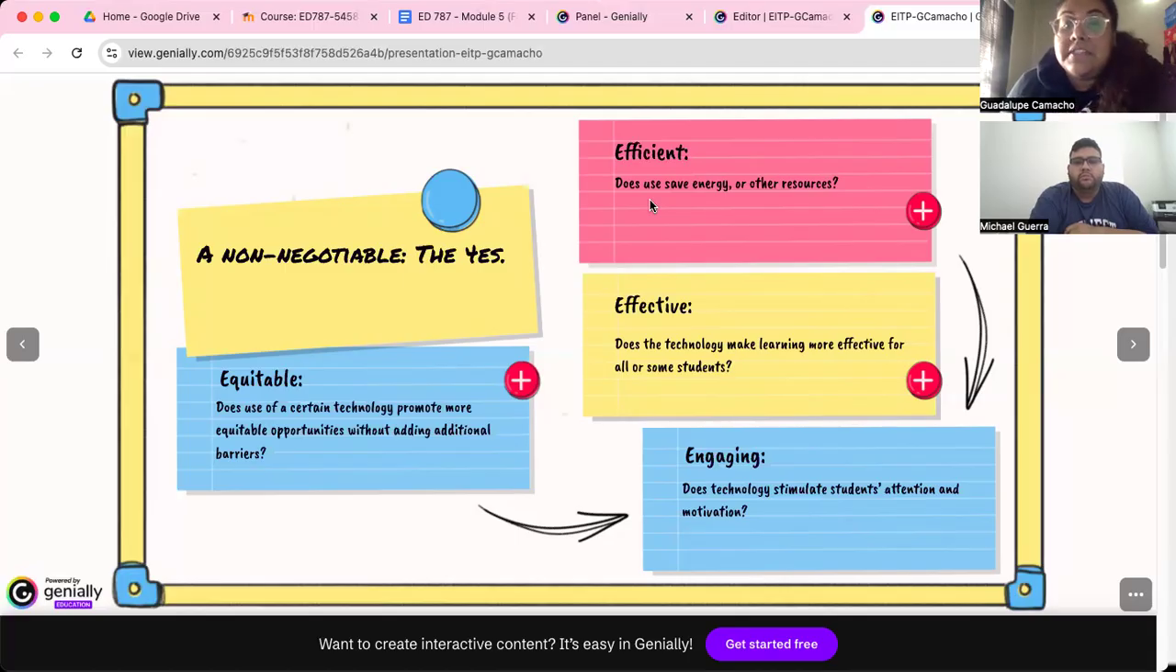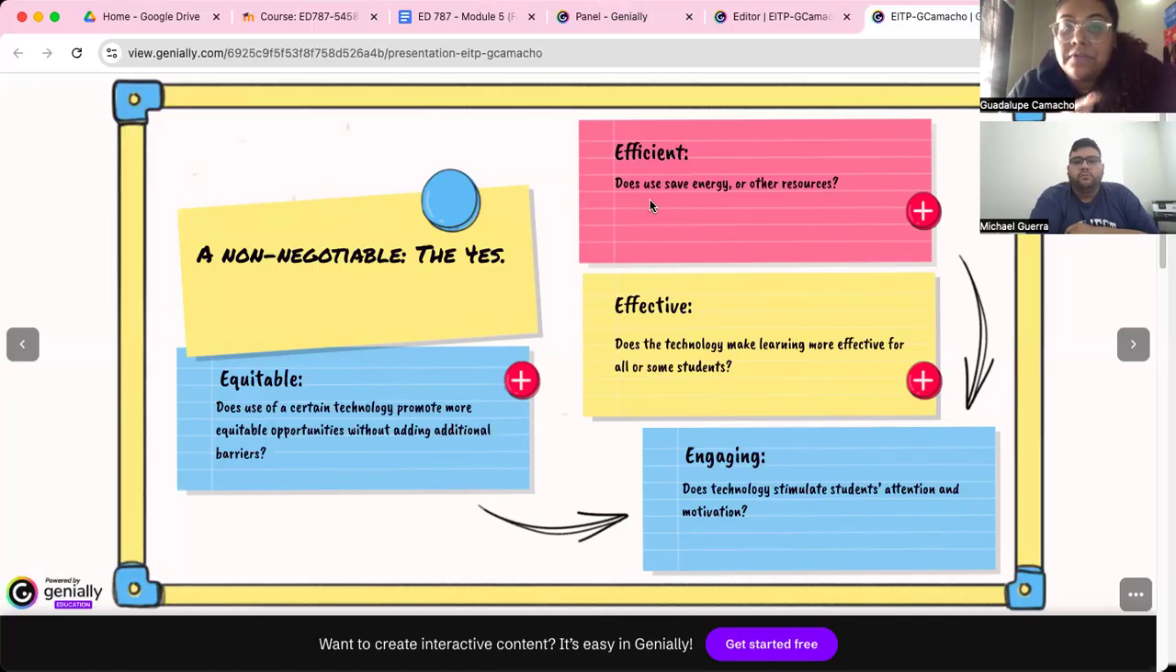Is it effective? Does the technology make learning more effective for all or some students? Is it just effective for the kids that know how to use the technology well, or is it effective for everybody? And then the last one, is it engaging? Does technology stimulate student attention and motivation? That addresses the issue of it being just another math assignment on the computer. So at the end of the day, is what I'm doing engaging?